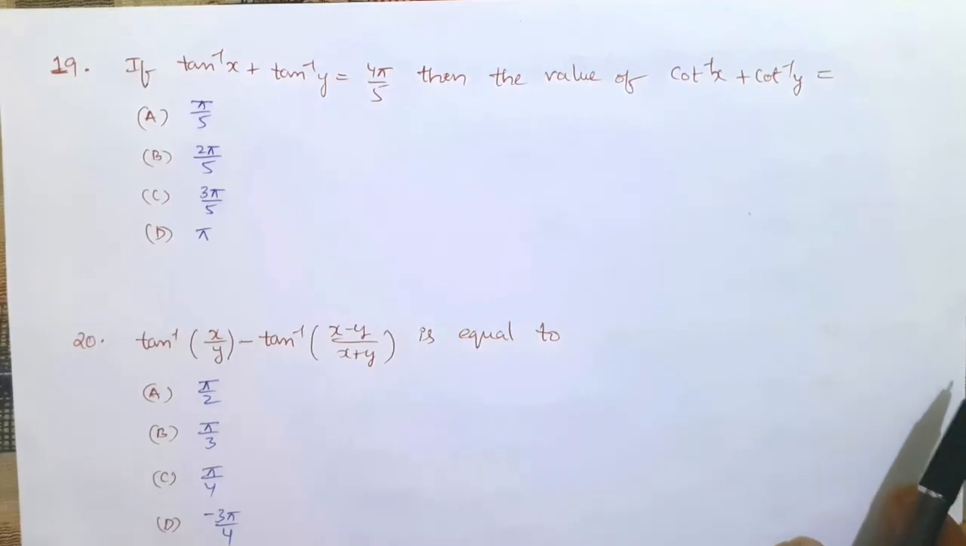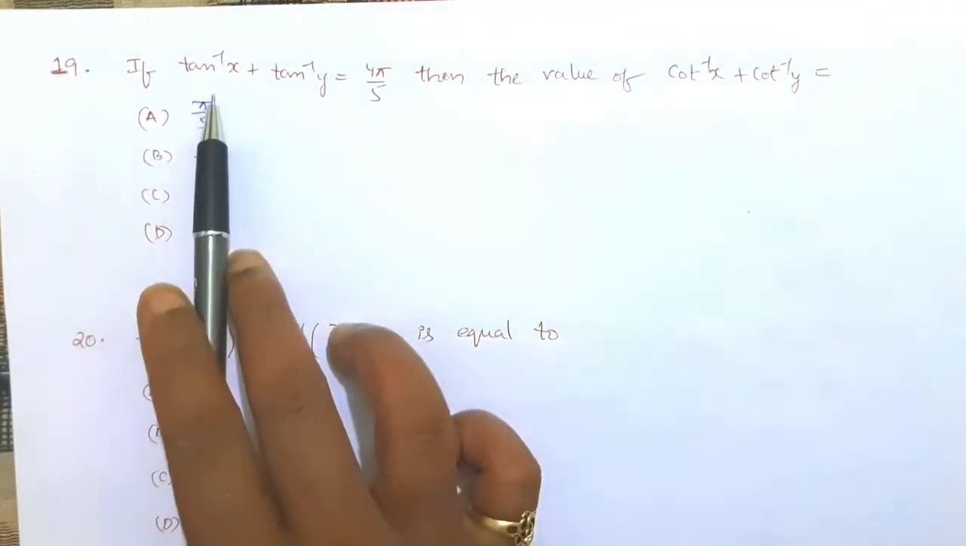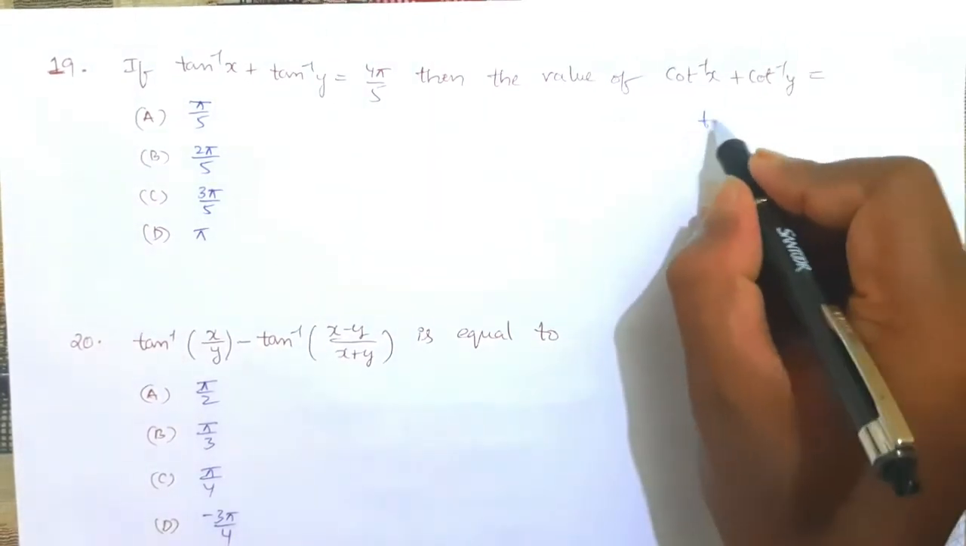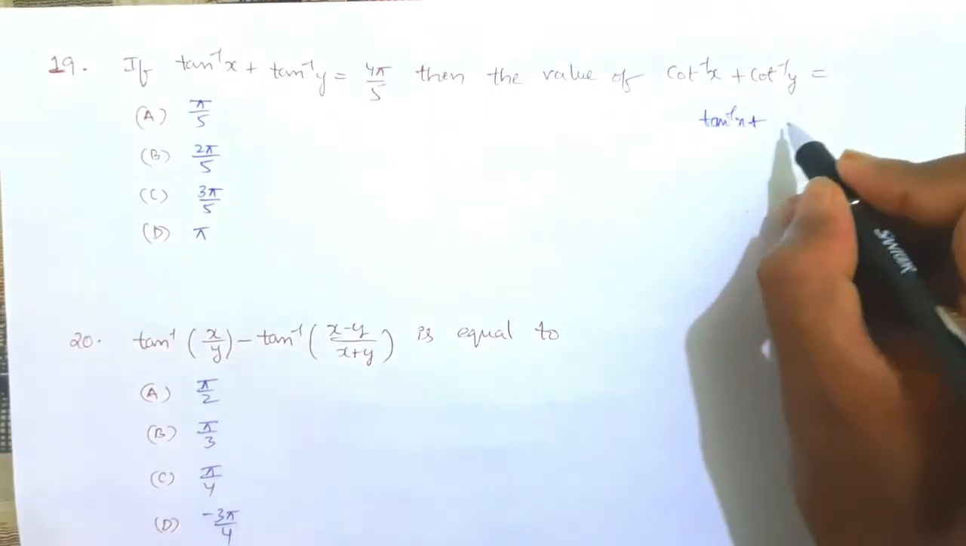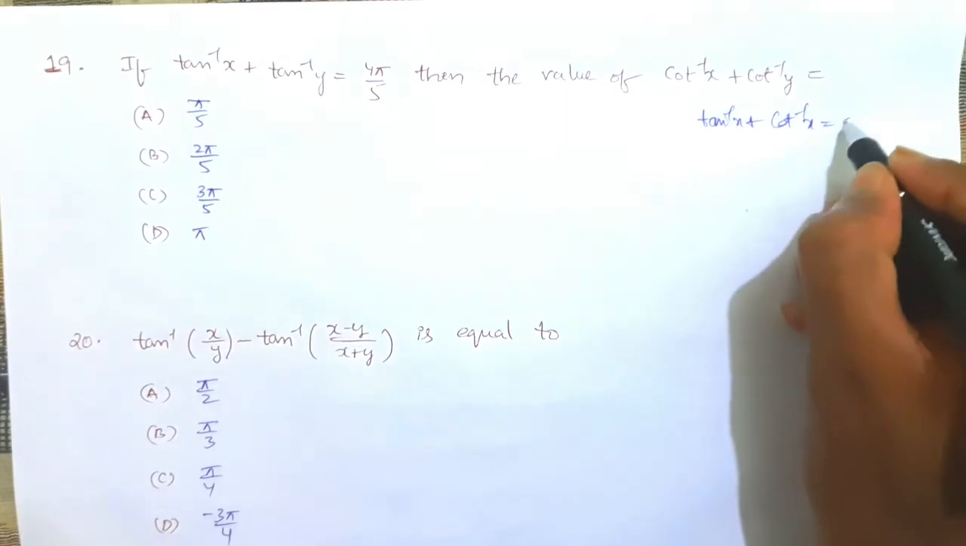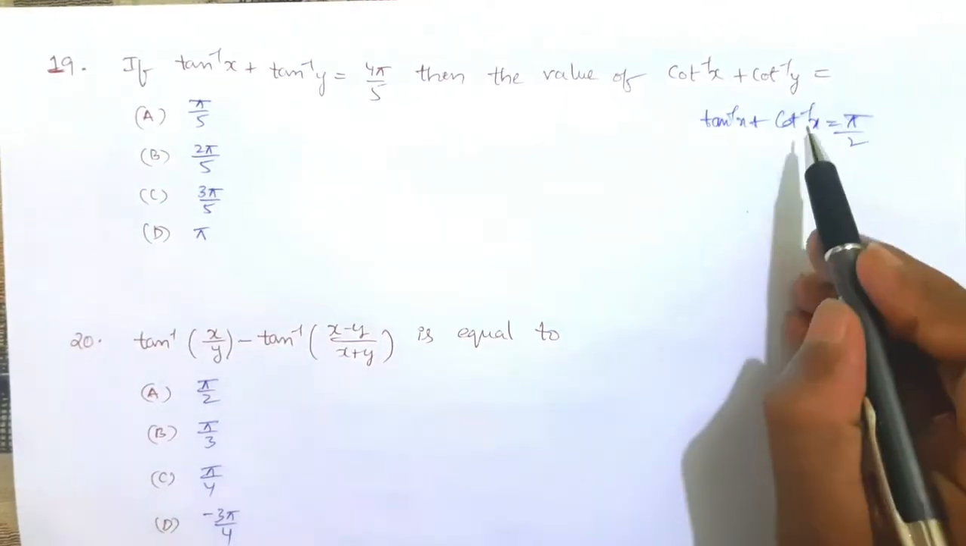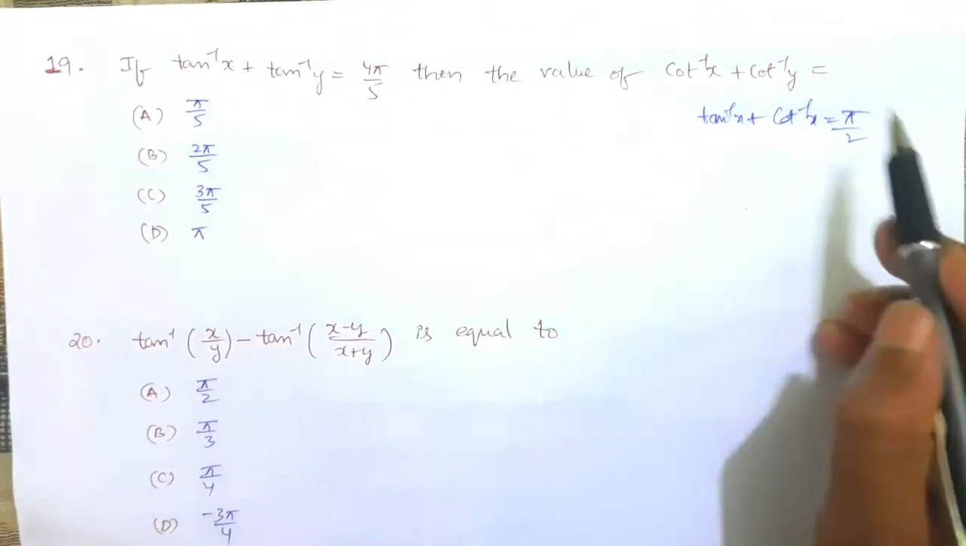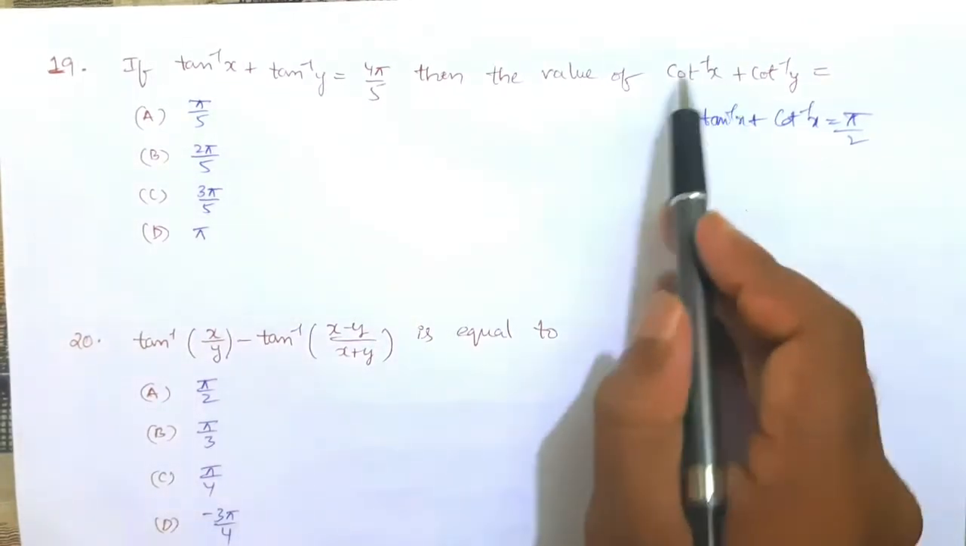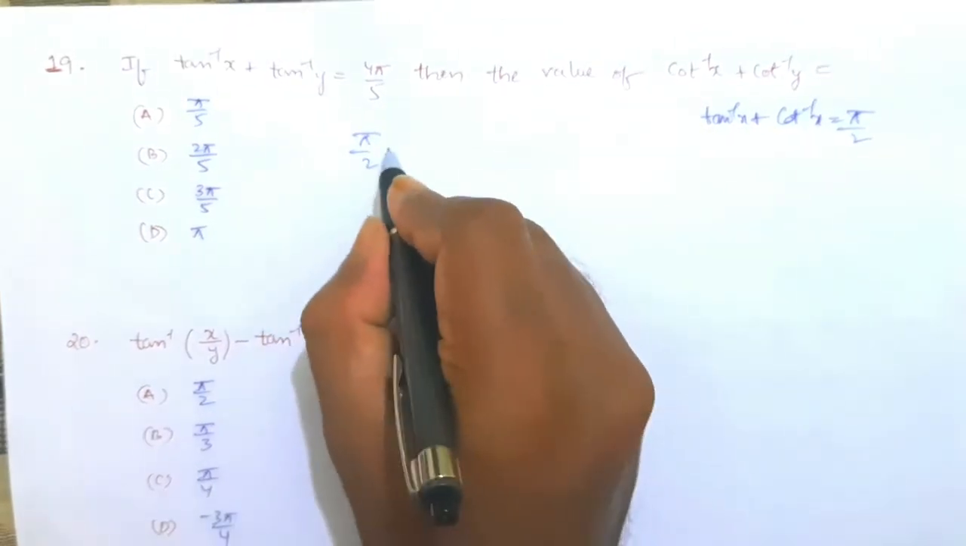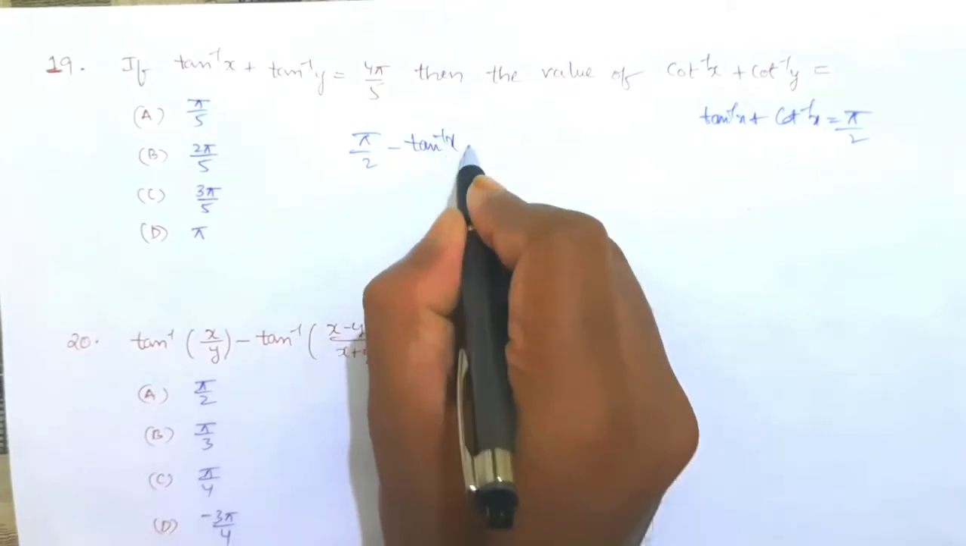See, this is also a very easy problem. So the tan inverse terms they are given, convert into cot inverse. We know that tan inverse x plus cot inverse x is equal to pi by 2. That means cot inverse x means what? Pi by 2 minus tan inverse x.